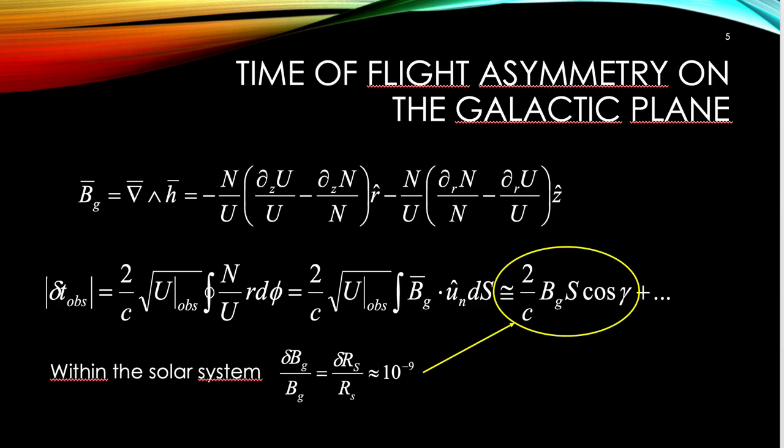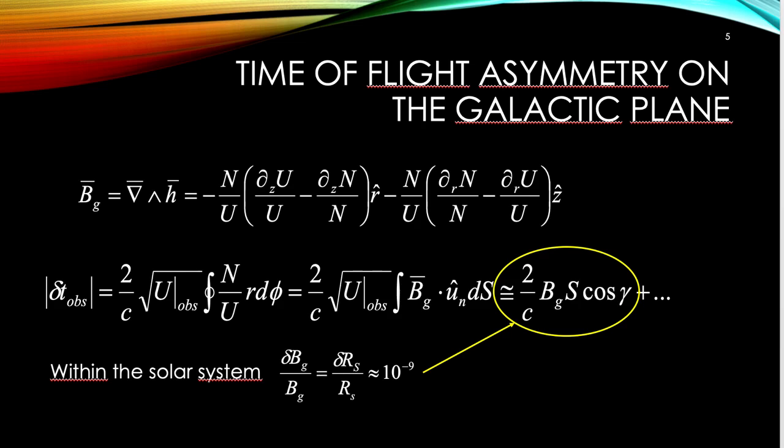The formula is there. If we are in the galactic plane, the partial z derivatives are all zero, which means that the gravito-magnetic field is perpendicular to the galactic plane and, of course, parallel to the z-axis. The time-of-flight asymmetry is written there. Using the Stokes theorem, we may convert the closed contour line integral into a flux of the gravito-magnetic field across the area which is contoured by the path of the electromagnetic signals.